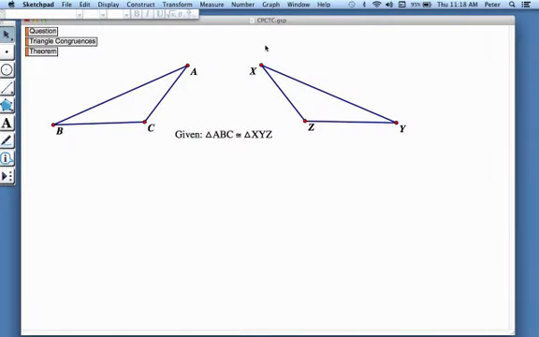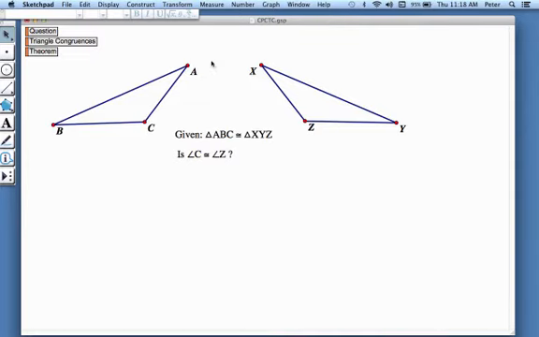Okay, so suppose we had already proven two triangles were congruent using side, side, side, or angle, side, angle. What then? What further conclusions could we draw? For instance, could we figure out whether angle C was congruent to angle Z?